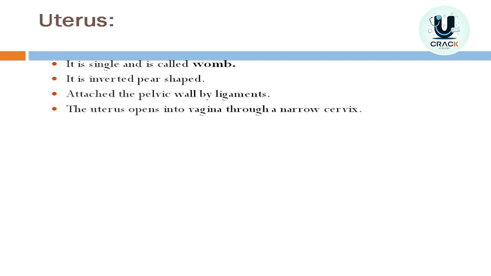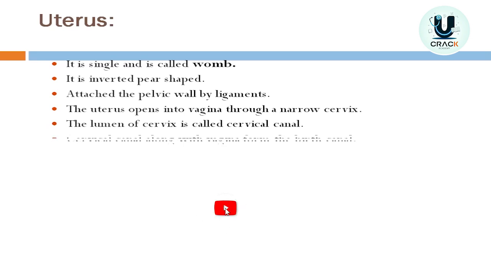The uterus opens into the vagina through a narrow cervix. The lumen of the cervix is called the cervical canal. These are all the terms we are supposed to memorize, there is no other way. The cervical canal, with the vagina, forms the birth canal. அந்த vagina தான் birth canal-ஆகவும் இருக்கும்.